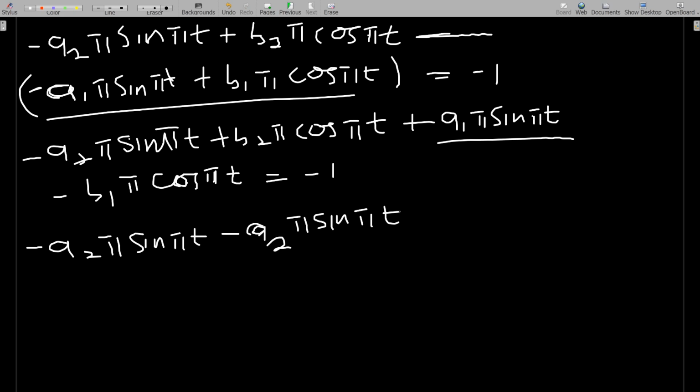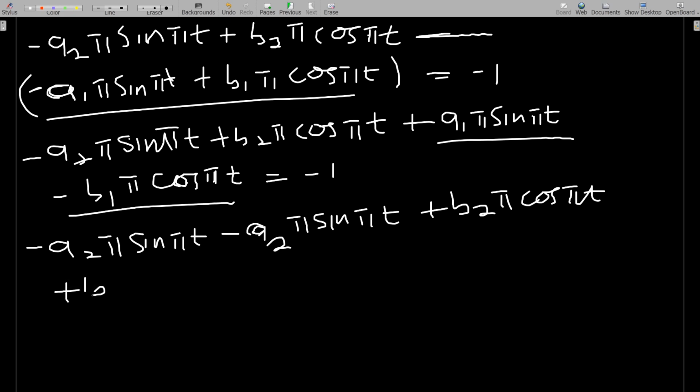Then I have b2 here, right? But b1 is minus b2. Let me see. Yes, so I have plus b2 pi cos pi t. Then it was supposed to be minus this. But b1 is minus b2, so when I put it here, the minus becomes plus b2 pi cos pi t, and this equals negative 1.